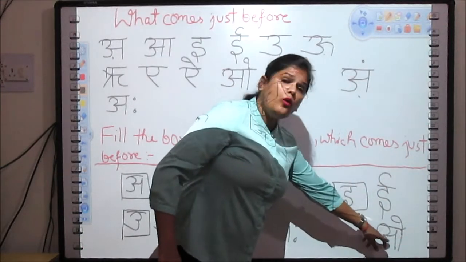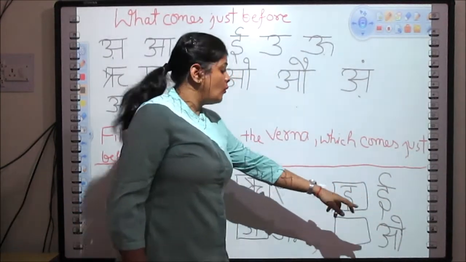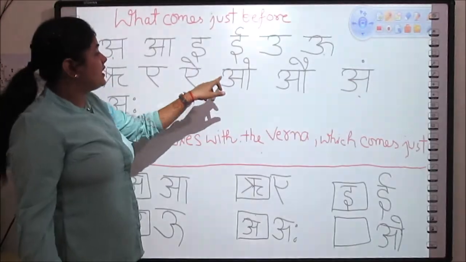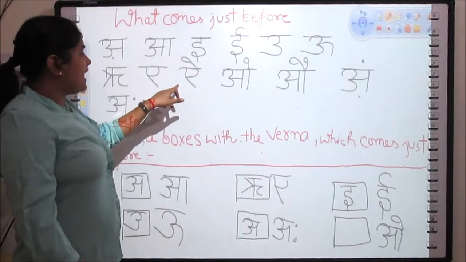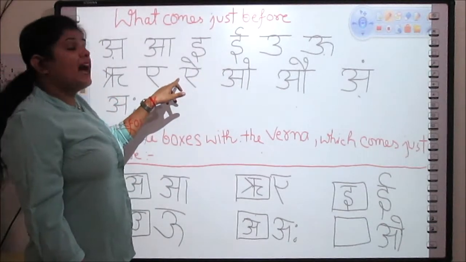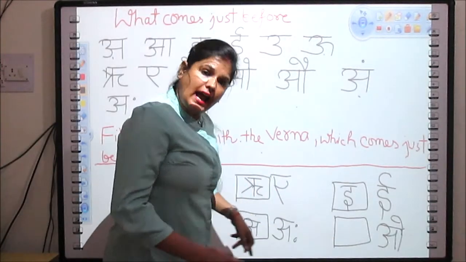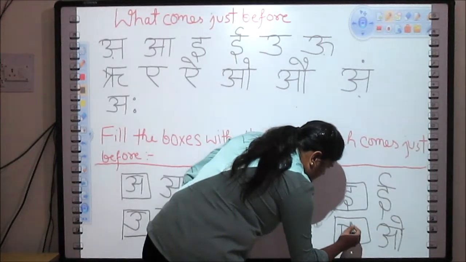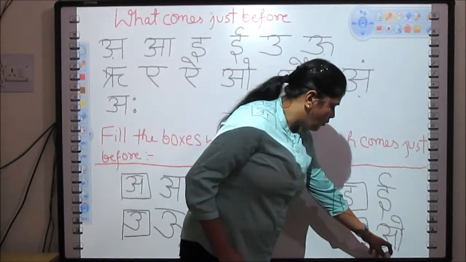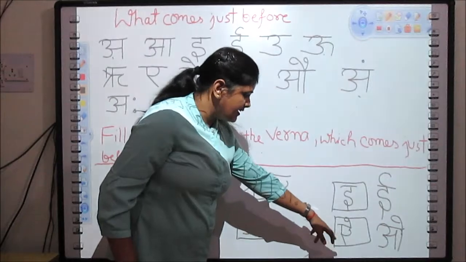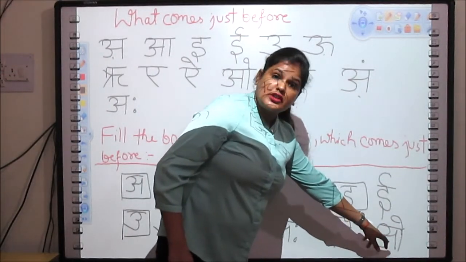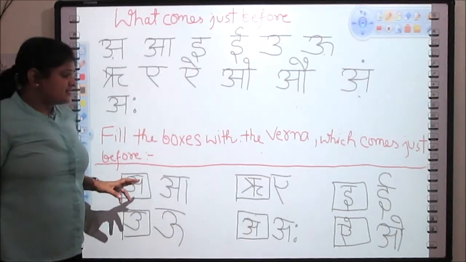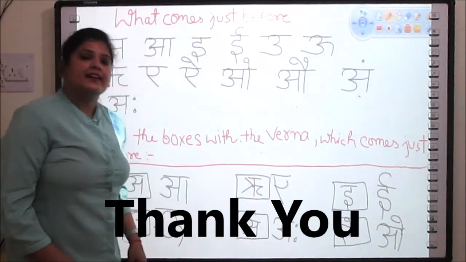Which one? O. What comes just before O? I. O के पहले क्या आया? I. So write here I. A. What comes just before O? A. Do practice like this only. Thank you.